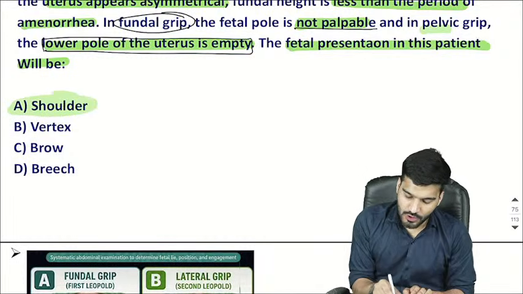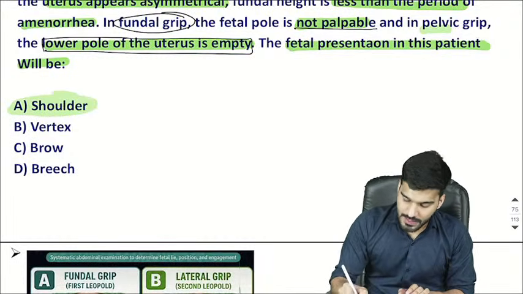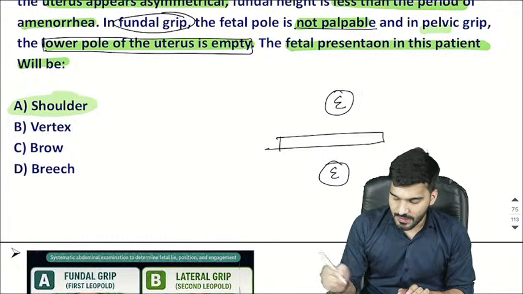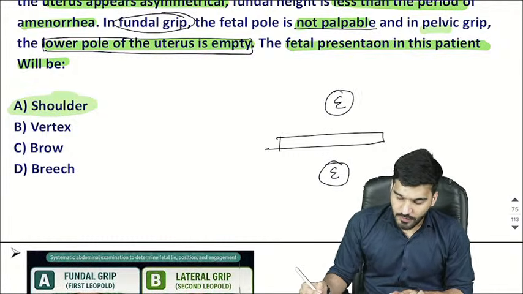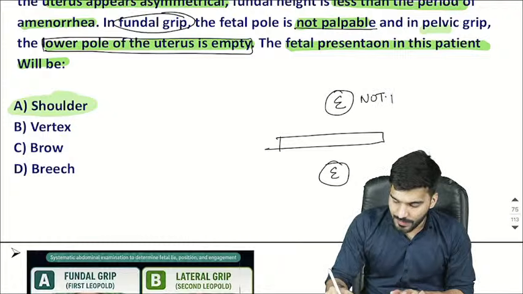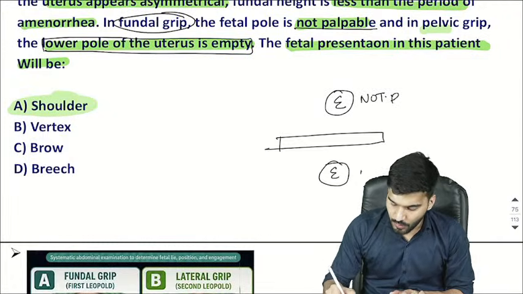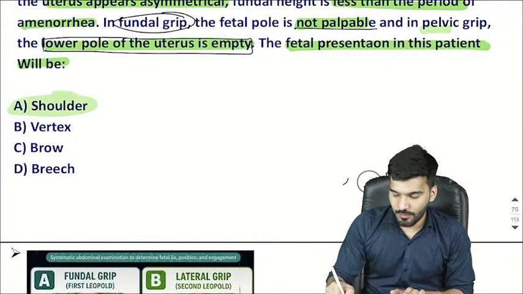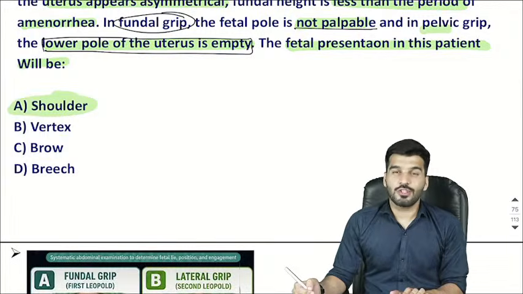It's going to be shoulder presentation, because once the baby is in this transverse lie like this, this is going to be empty, this is going to be empty. That's what is mentioned. Fundal grip, it is not palpable, and in pelvic grip, lower pole of the fetus is empty. So this is a classical type of which type of presentation? That is going to be a shoulder presentation.